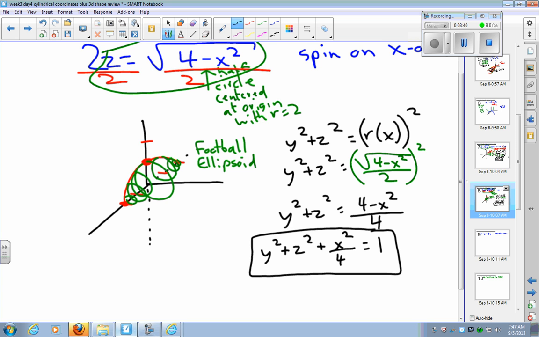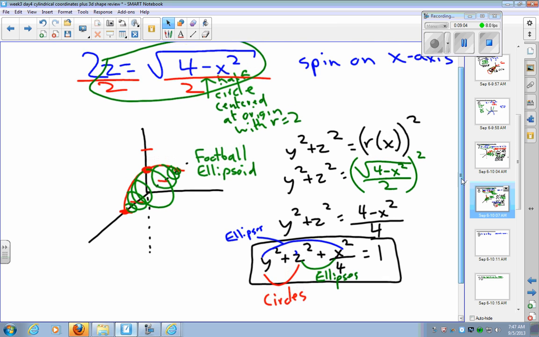So trace-wise, the yz traces are circles, which we already said. The zx's are ellipses. And the y, what one am I missing? The yx's are also ellipses. Okay.